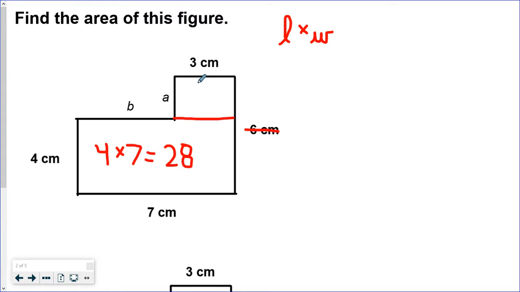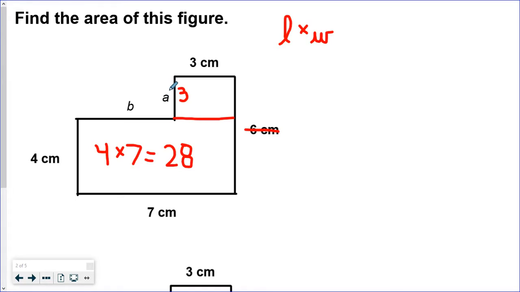Now I'm going to do the same thing with this smaller rectangle. Again, I want to take the length times the width. I already know that my length is 3. The length is definitely 3. Now the width is not 6. Remember, 6 goes all the way down, which means I do want to find this particular A.